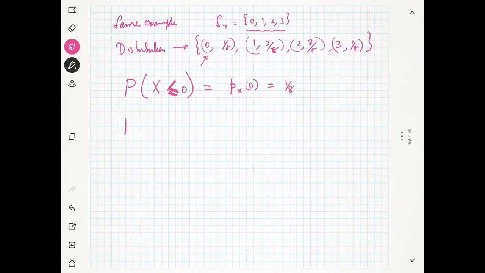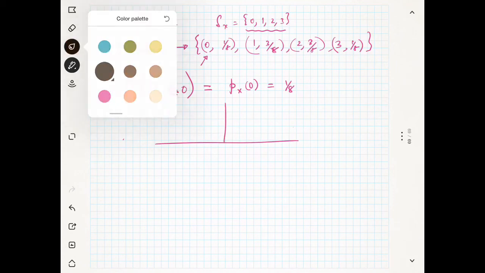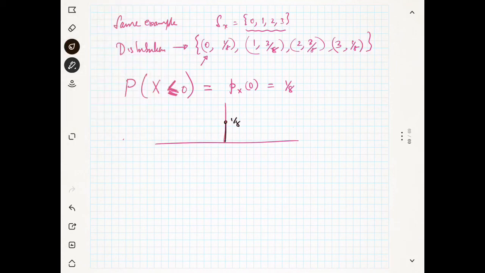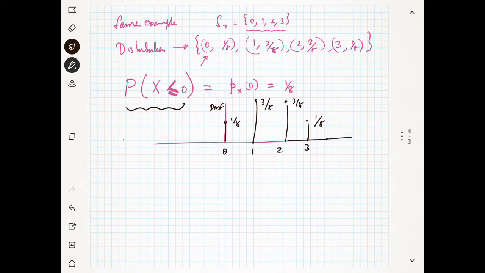Can you tell me, what can I represent graphically? So this is my 1 by 8, this is my 3 by 8, this is my 3 by 8, this is my 1 by 8, and this is my 0, 1, 2, and 3. Okay, and this is my probability mass function. Now I am asking this question: what is the probability that the random variable x takes the value small x?